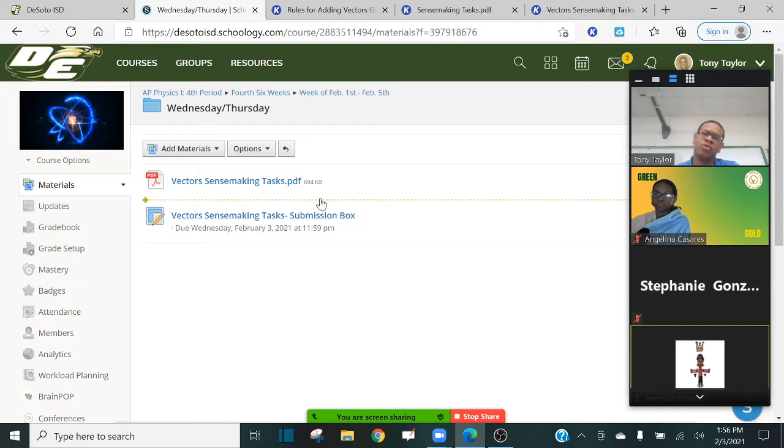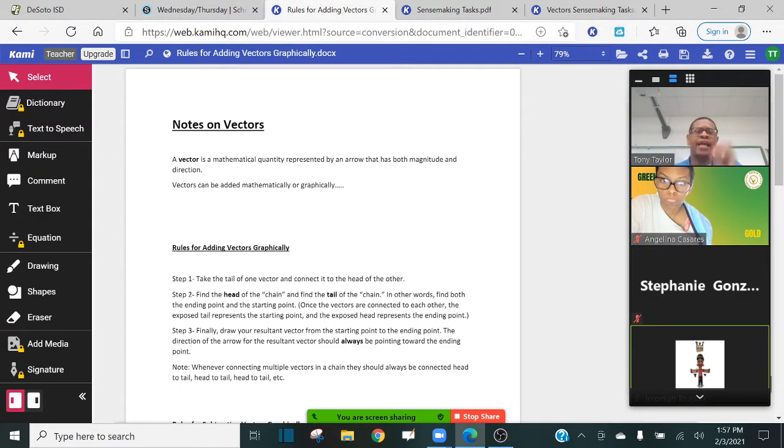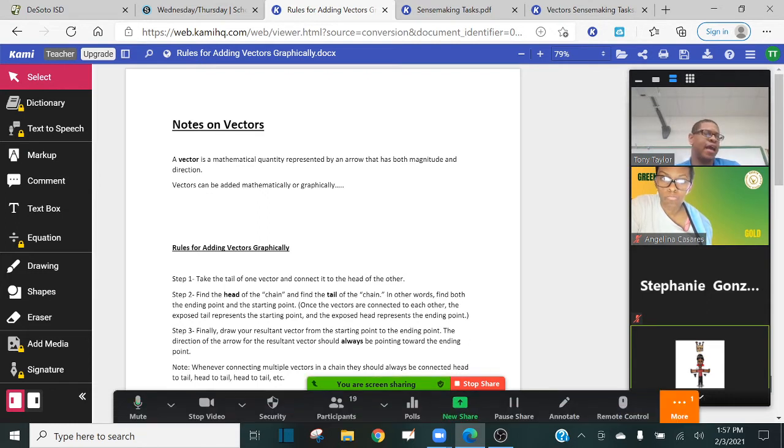Now, today we're going to work on an assignment together, or at least we're going to get started on it together. It's known as a vector sense-making task. And as always, whenever we do assignments like this, you guys are going to take a picture of it and upload it here to the submission box. Okay. Before I get to this though, there's one thing that I want to talk about. If y'all remember last time, I gave you guys the rules for how to add vectors graphically.